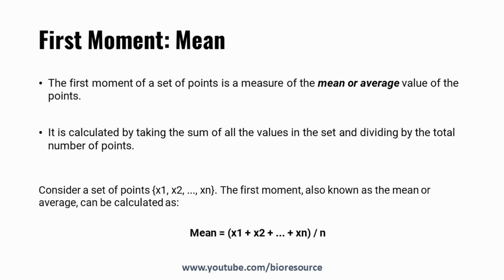The first moment is the mean. The first moment of a set of points is a measure of the mean or average value of the points. It is calculated by taking the sum of all the values in a set and dividing by the total number of points. So here you can see the calculation. The first moment is a useful measure of central tendency of a set of points and can be used to describe the overall shape of the distribution of the points. So mean is the first moment.